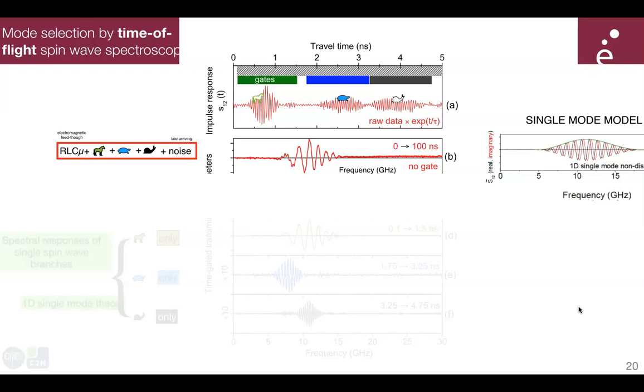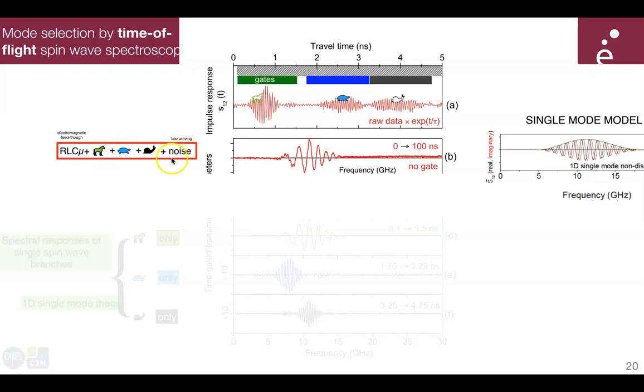The good thing is that when they are separated, you can do time-of-flight spectroscopy. That is to say, you can select the first wave packet, the fast spin waves, and calculate the corresponding transmission spectrum that would be there if there were only this family of spin waves. You can do that also for the medium velocity spin waves and for the slow velocity spin waves. But you can do more, because in fact, the frequency domain spectrum contains the signal of these three families of spin waves.